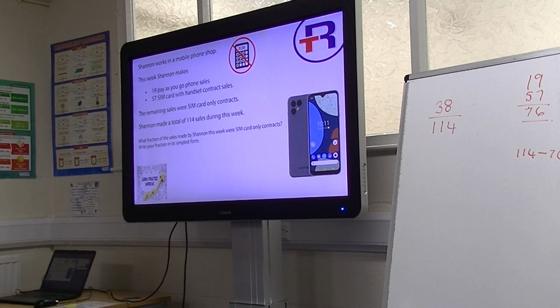Now your times table probably doesn't go to 144 in that particular column. So let's see if we can simplify it. Can we make the fraction simpler?